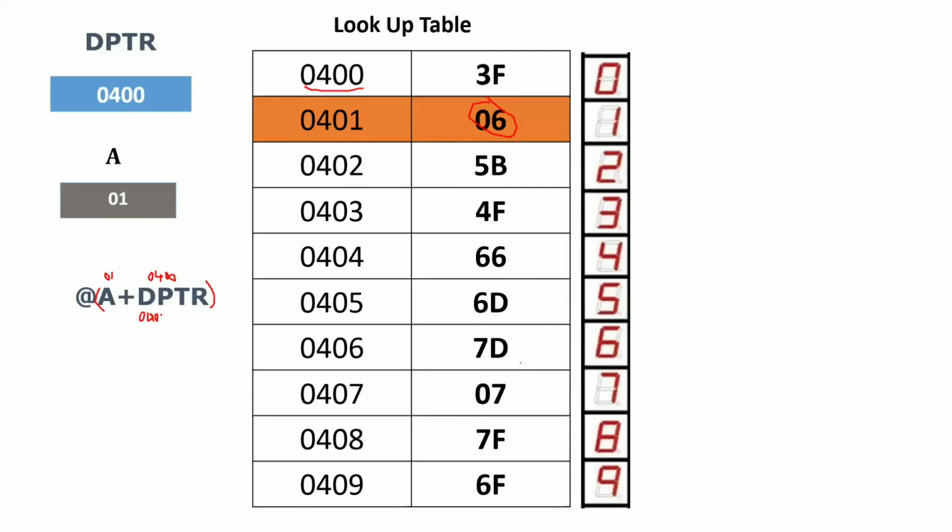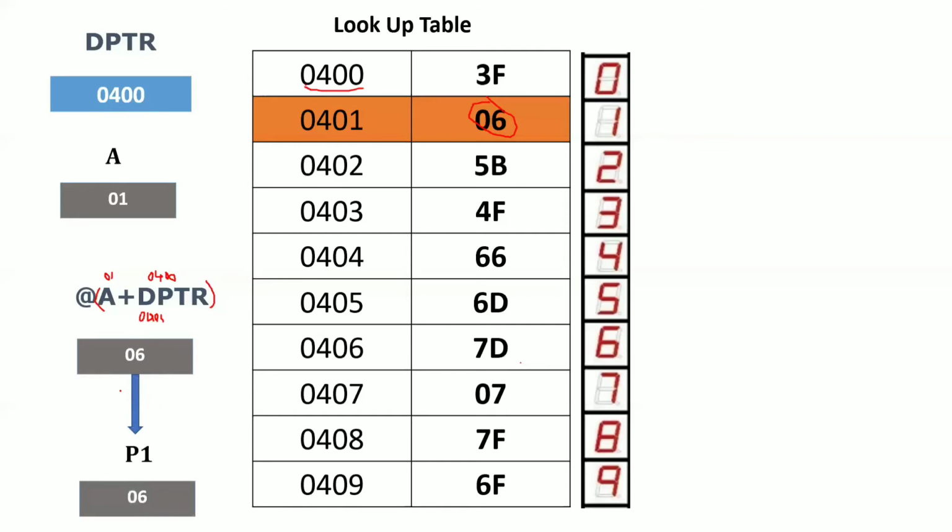0401. Okay, whenever you put @ in front of this number, what will happen? It will take it as an address. So go to this address and get the value of 1. So now you are able to get the value of 1, and it will be stored inside the A register. The A register earlier consisted of 01, which gets replaced with your 06, which is actually the code of your 1. Now that value is given to your port 1.